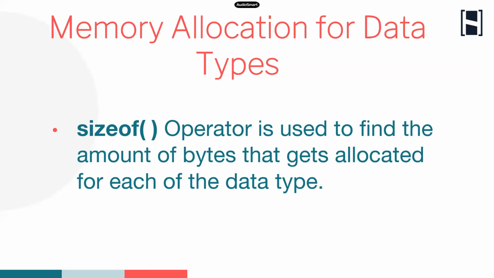We know that each and every data type occupies some specific amount of memory in my system. So how much memory is going to get allocated for the data types? How exactly to find this out, how exactly to know the correct detail regarding this? For that, I will be making use of one operator which is called sizeof. sizeof is an operator available in the C language, and the purpose of this operator is to find out the total number of bytes that is going to get allocated for a particular data type. That is how this operator works.